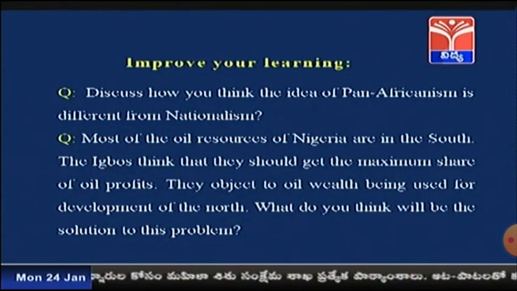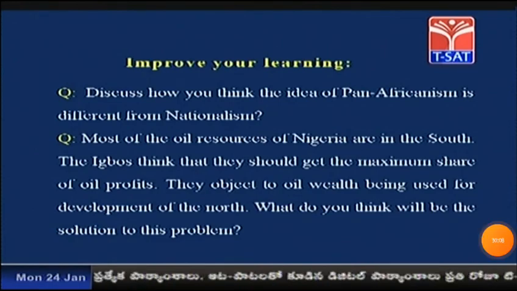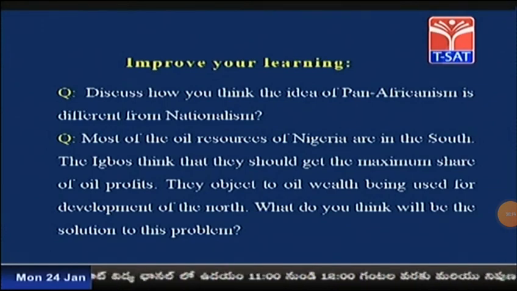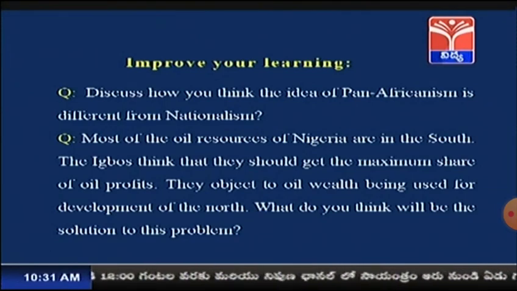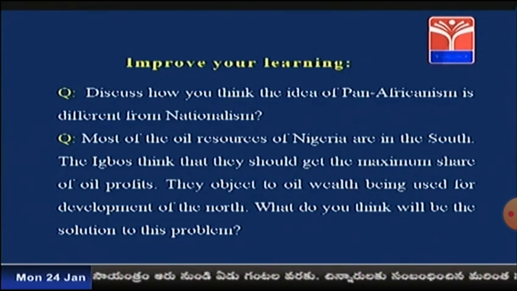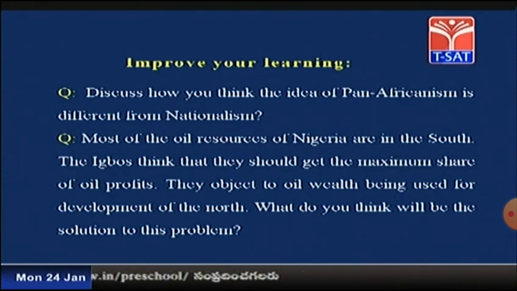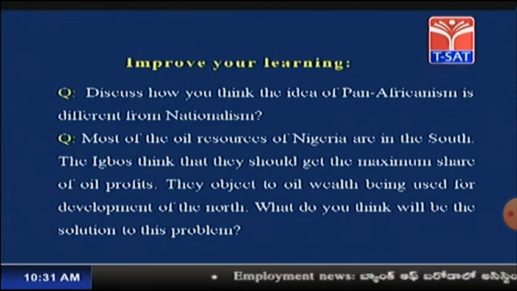Second question: most of the oil reserves of Nigeria are in the south. We have seen that the Niger Delta in the southern part of Nigeria is famous for oil reserves. In the southern part, Igbo tribal people were living. These people think that they should get the maximum share of oil profits, and they say that the oil wealth is being used for the development of the north, but not the south. What do you suggest will be the solution for this problem?